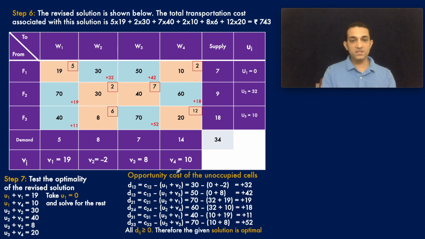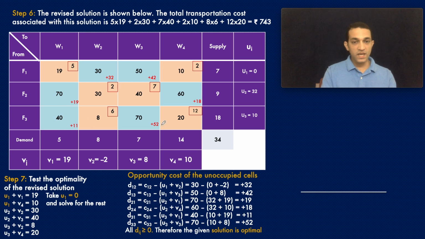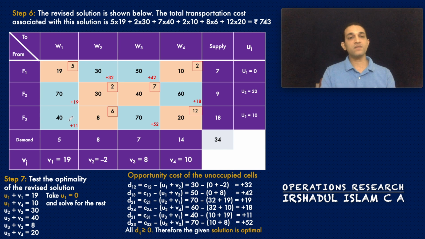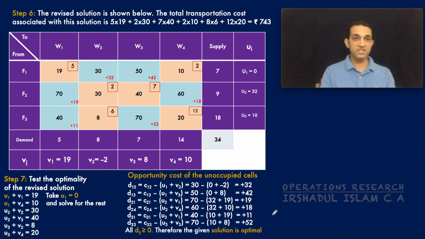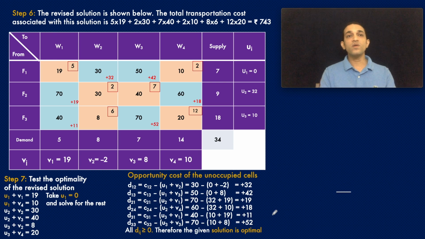Here 60 minus (10 plus 32), 42. 60 minus 42 equal to plus 18. Here 40 minus (19 plus 10), that is 29, equal to plus 11. And here 70 minus (8 plus 10), that is 18, that is equal to plus 52. So all the opportunity cost values, all the dij values are greater than 0. Therefore, the given solution is optimal. This is the way we will calculate the optimality by MODI method.